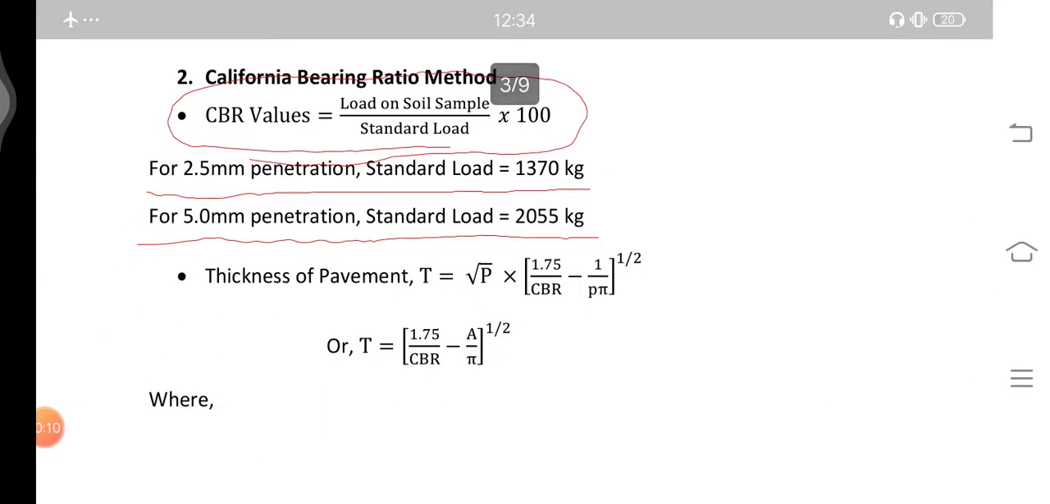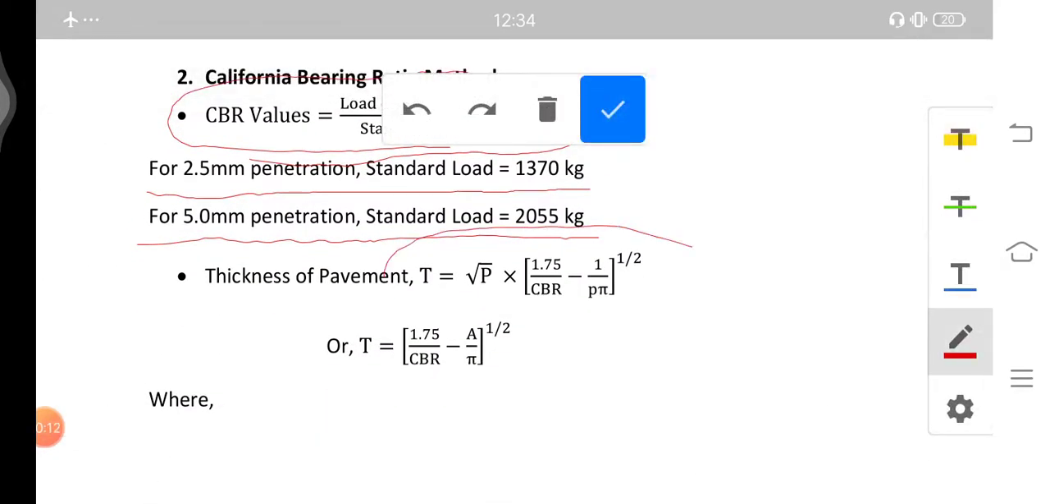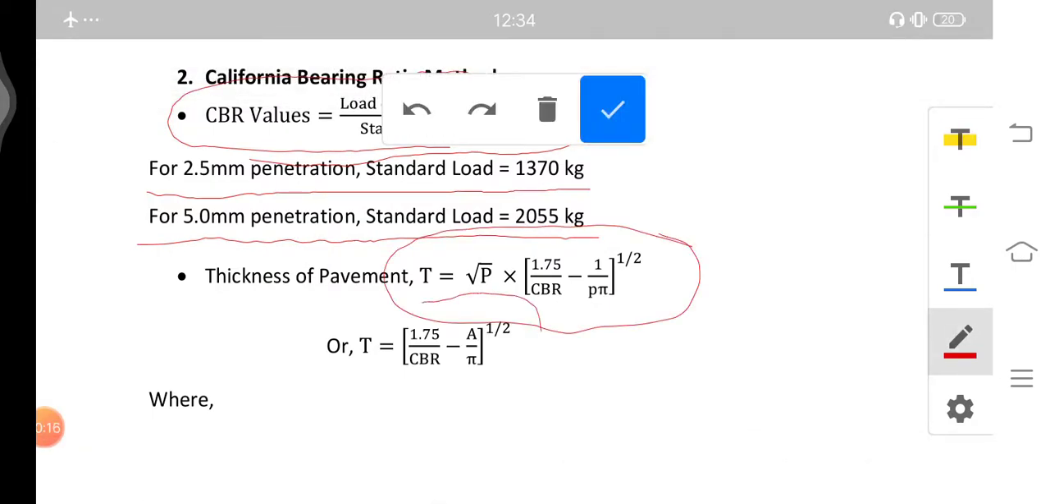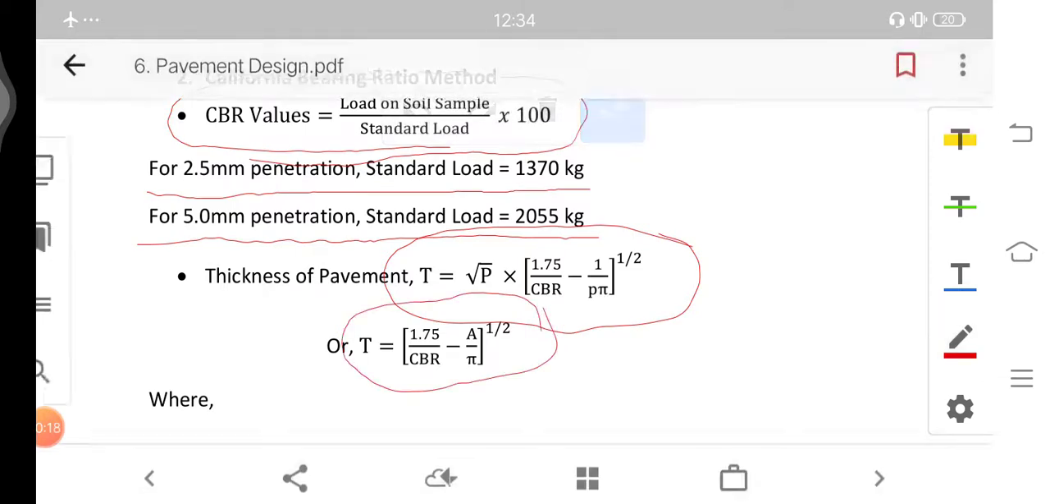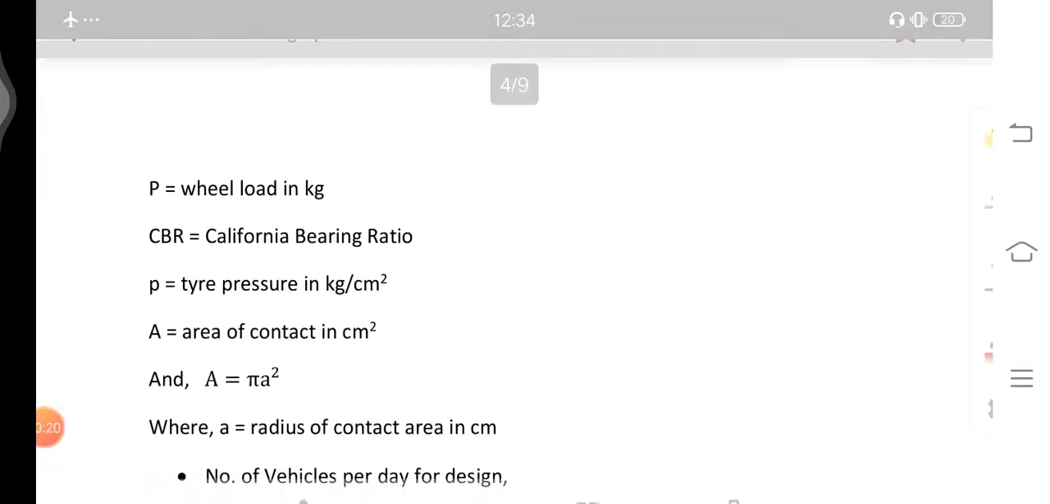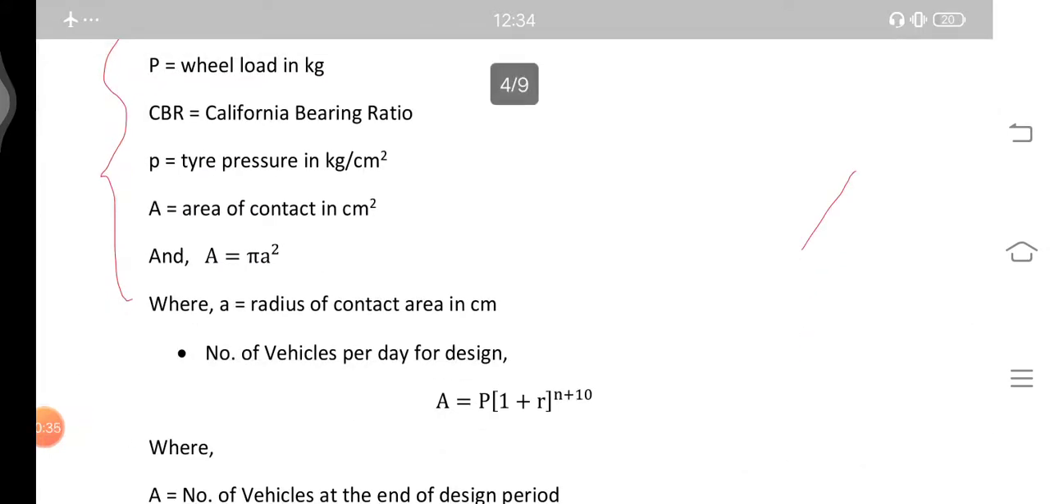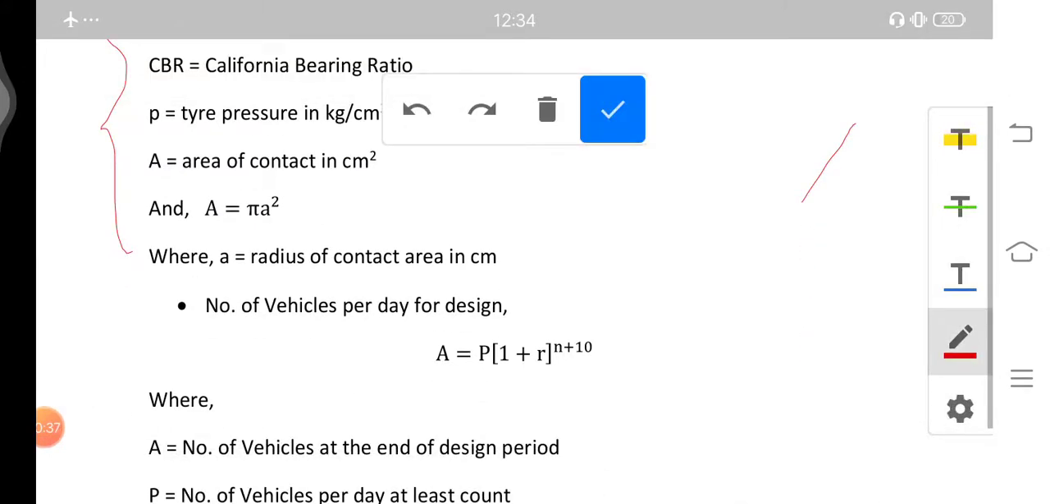Thickness of pavement is given by this formula, or by the simplified version as this one, where P is the wheel load in kg, CBR is the California bearing ratio, small p is the tire pressure in kg per centimeter square, A is the area of contact in centimeter square, and A is given by pi a square, where a is the radius of contact in centimeter.